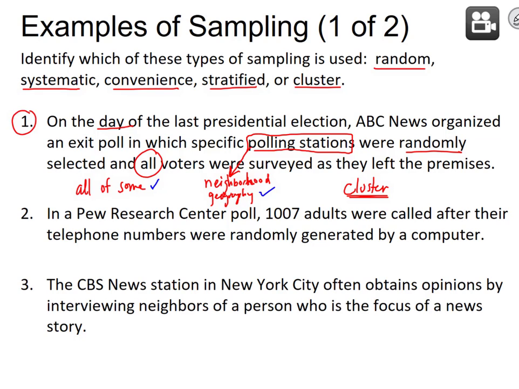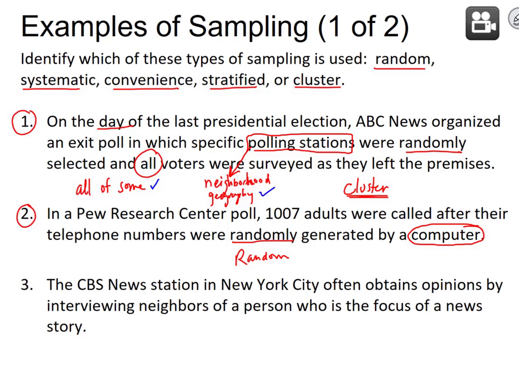In number 2, we see in a Pew Research poll, 1,007 adults were called after their telephone numbers were randomly generated by a computer. Now notice again, it says the word randomly, but number 1 said randomly, and it wasn't a random sample. They were choosing which groups. However, in this case, you're randomly selecting individual names from a computer. Whenever a computer is involved, or drawing names out of a hat, or something like that, it is in fact a random sampling. So don't overthink that one.